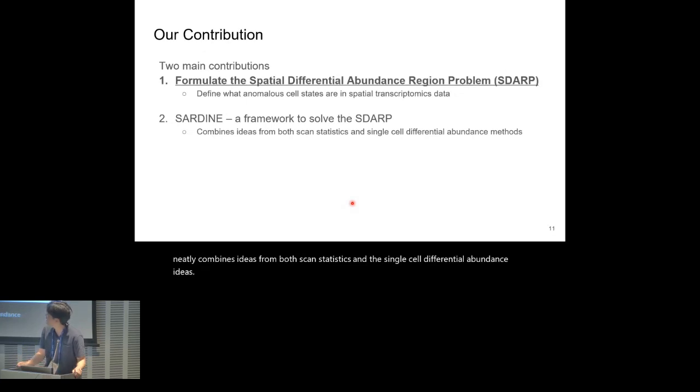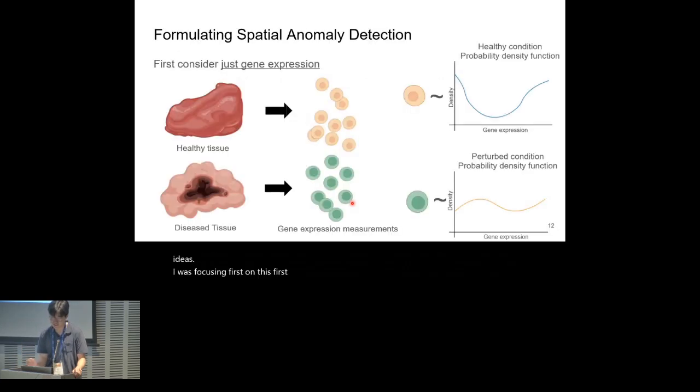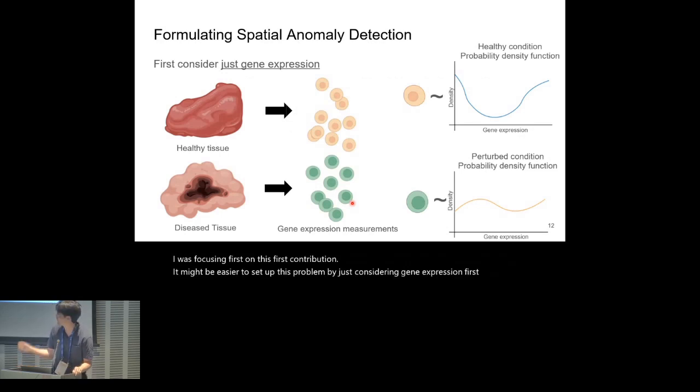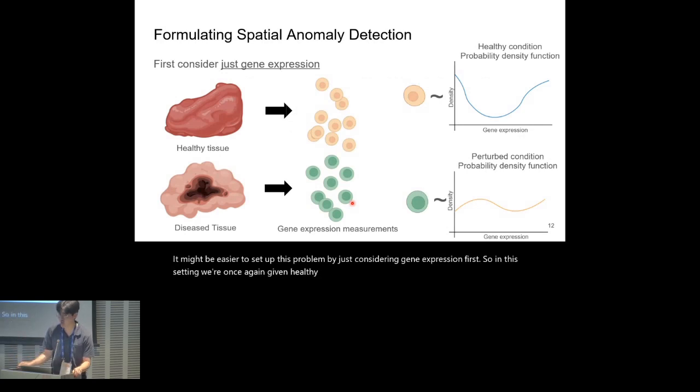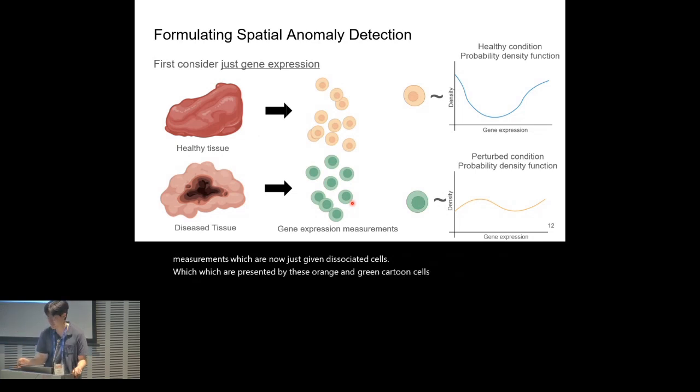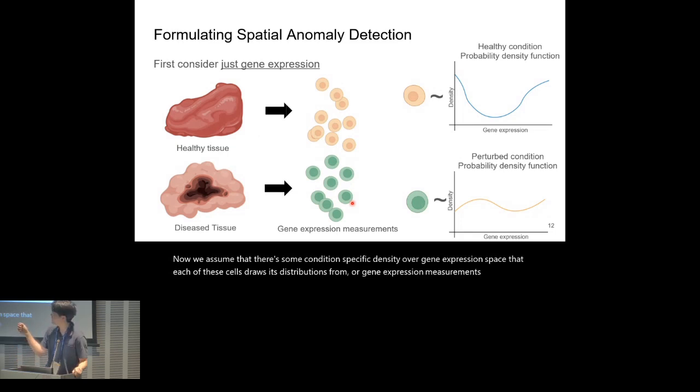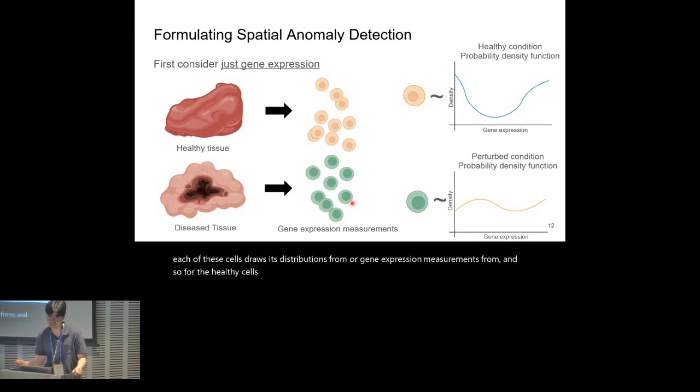So focusing first on this first contribution, it might be easier to set up this problem by just considering gene expression first. So in this setting, we're once again given healthy tissue and diseased tissue, but instead of spatial measurements, we're just given dissociated cells, which are represented by these orange and green cartoon cells here. Now we assume that there's some condition-specific density over gene expression space that each of these cells draws its gene expression measurements from. And so the healthy cells are drawn from one distribution, and the disease cells are drawn from a different distribution.